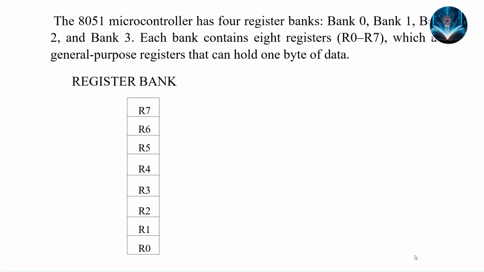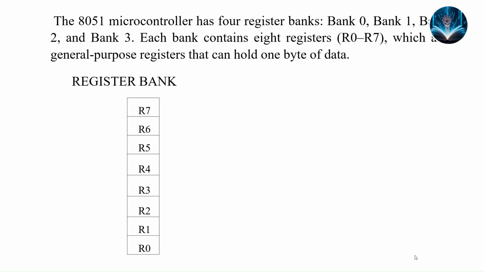The 8051 microcontroller has 4 register banks. They are Bank 0, Bank 1, Bank 2 and Bank 3. Each bank contains 8 registers, R0 to R7, which are general purpose registers that can hold only 1 byte of data.